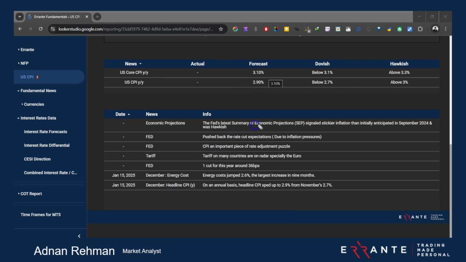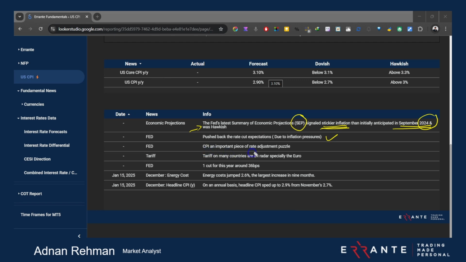Now let me take you towards this SEP, the summary of economic projections. What do we know? That inflation is stickier compared to what they expected or signaled in 2024, and it's a little bit hawkish as well. Because of this inflation, the Federal Reserve is a little bit hawkish. And now if we look at the Federal Reserve, what they have done is push back the rate cut expectations due to inflation pressures. This is also some sort of hawkish news.